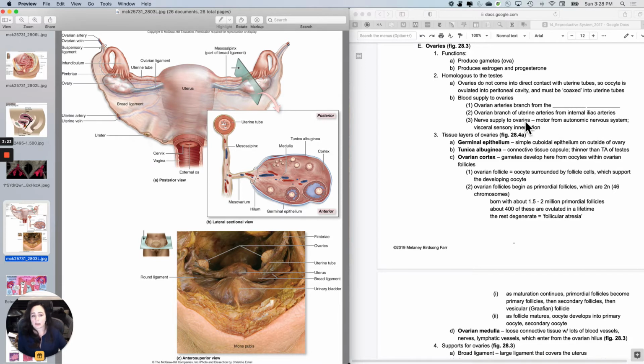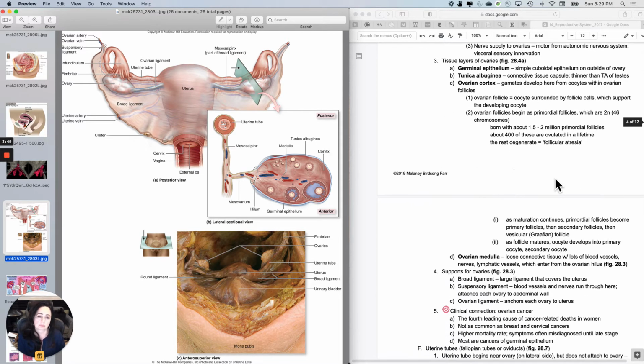So, by the way, the ovarian arteries here, those are the gonadals. They branch directly off the abdominal aorta. Remember, if you know the sex, then they're not called gonadals. If you know the sex and it's female, they're ovarians. And if you know the sex and it's male, they are testicular arteries. And then there's another branch, the ovarian branch, from the internal iliac arteries.